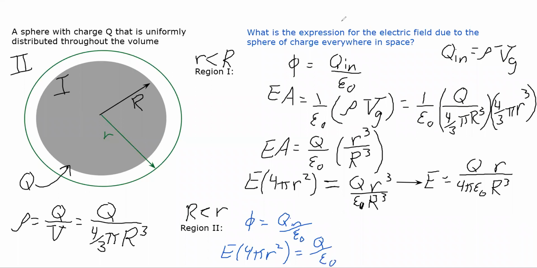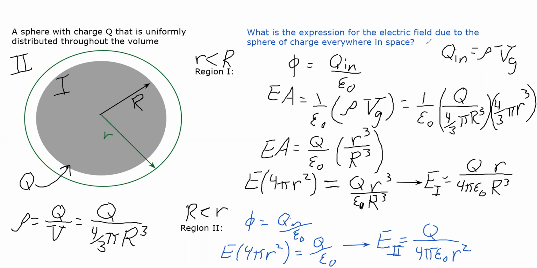All right, and let's solve for E. It's kind of interesting what we get here. E equals Q over 4 pi epsilon 0 r squared. Now take a look at that equation. So this is for the electric field in region 2. Maybe I could put a little subscript here, region 2. And up here is the electric field for region 1.